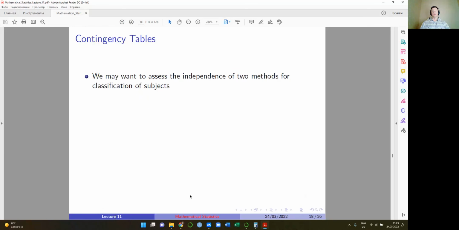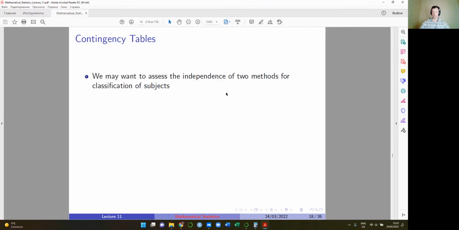So, the last part of this lecture where we can use the chi-square test, and probably the most interesting part, is called contingency tables. So what are we talking about? We may want to assess the independence of two methods for classification of subjects.